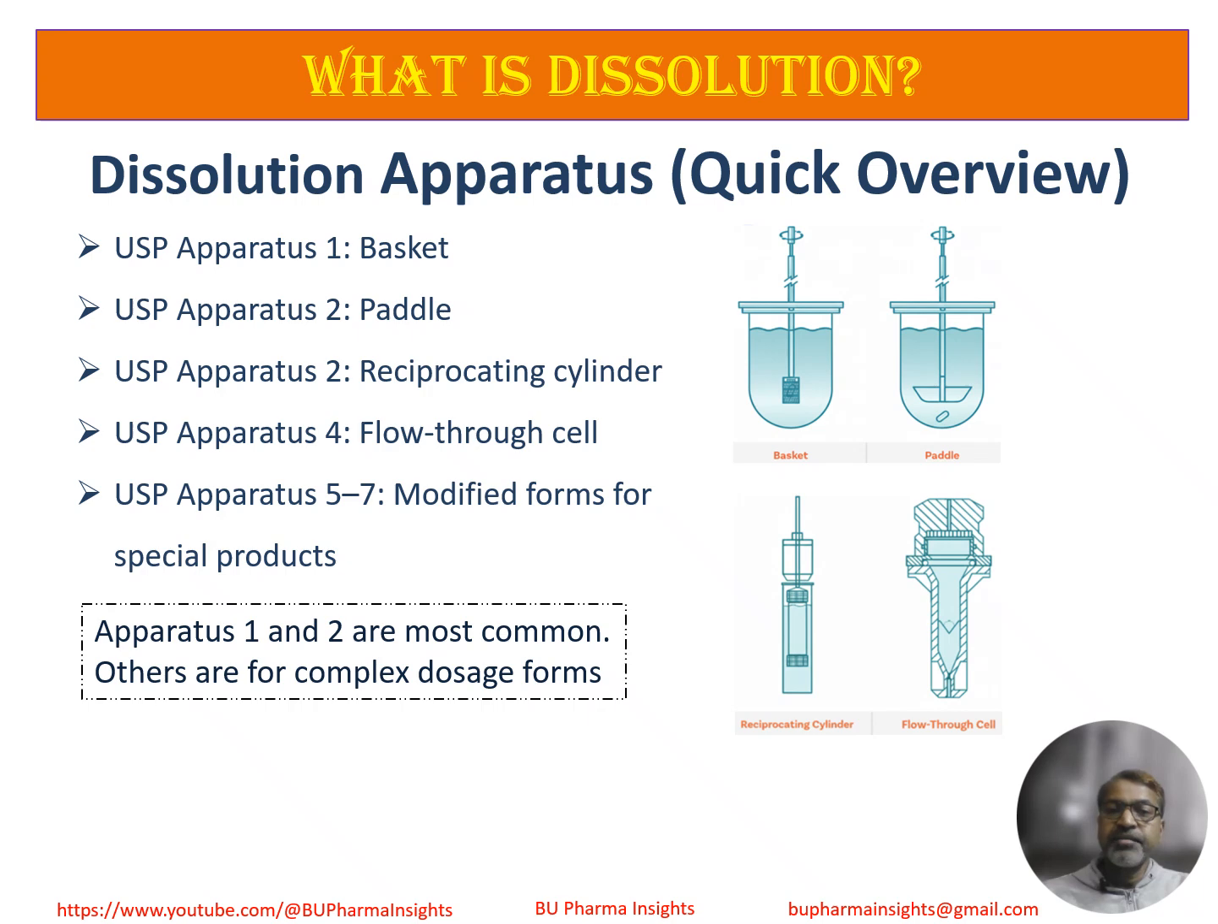Now, dissolution apparatus in brief. In the laboratory, we use different USP apparatus to perform dissolution. Apparatus 1, called the basket, is mainly used for capsules. Apparatus 2, the paddle, is widely used for tablets. Apparatus 4, known as flow-through cell, is used for complex dosage forms. Other apparatus like 5, 6, 7 are used for modified applications. For most routine products, apparatus 1 and 2 are sufficient.